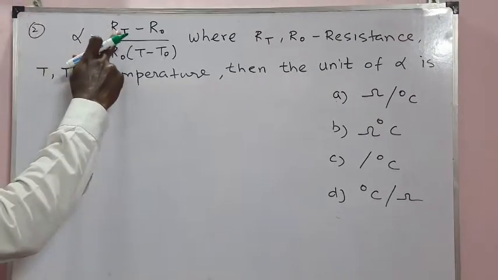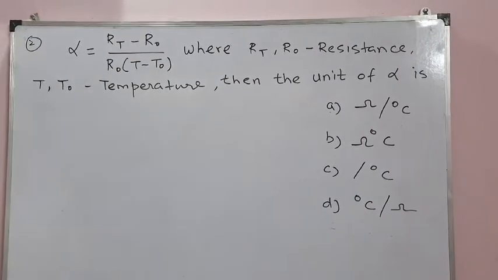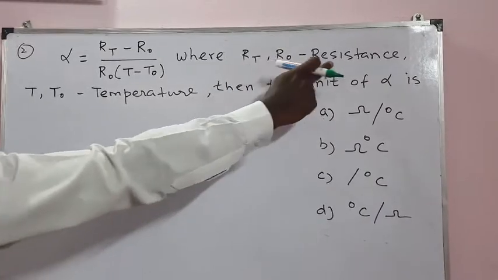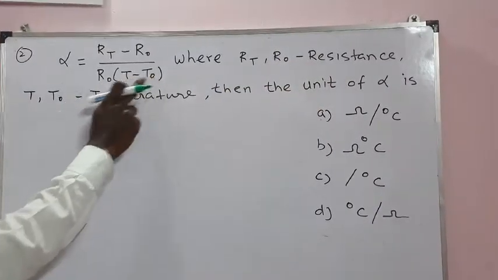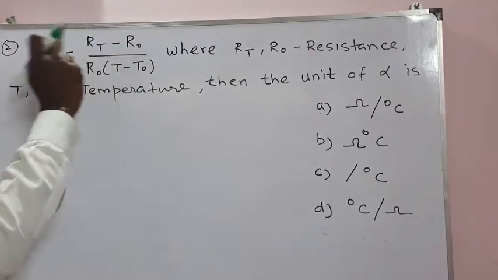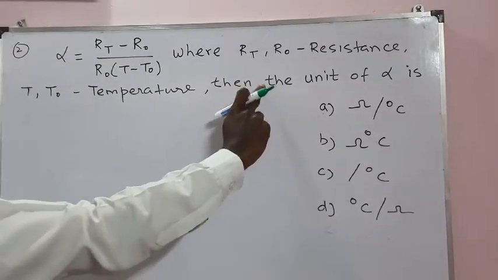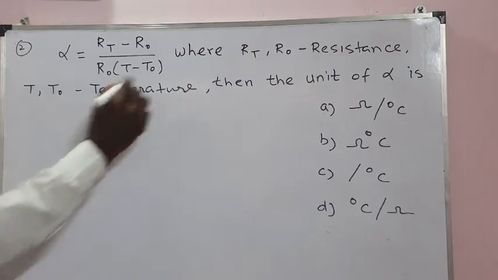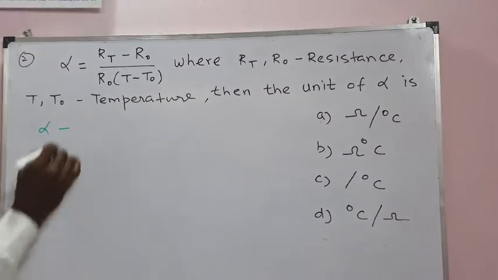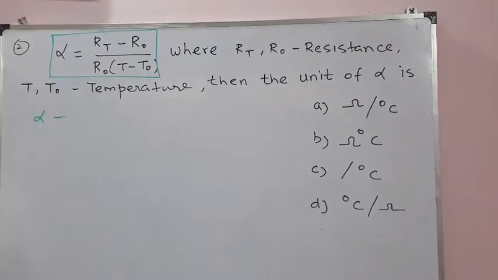Now alpha is equal to (RT minus R naught) divided by R naught into (T minus T naught), where RT and R naught are the final and initial resistance, and T and T naught are the final and initial temperature. Then the unit of alpha, which is nothing but the temperature coefficient of resistivity.